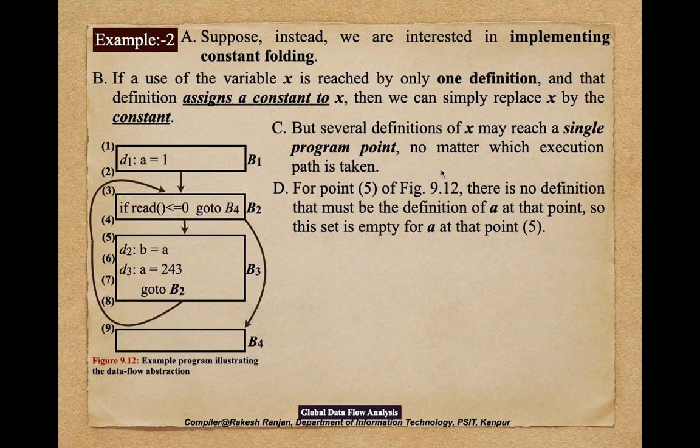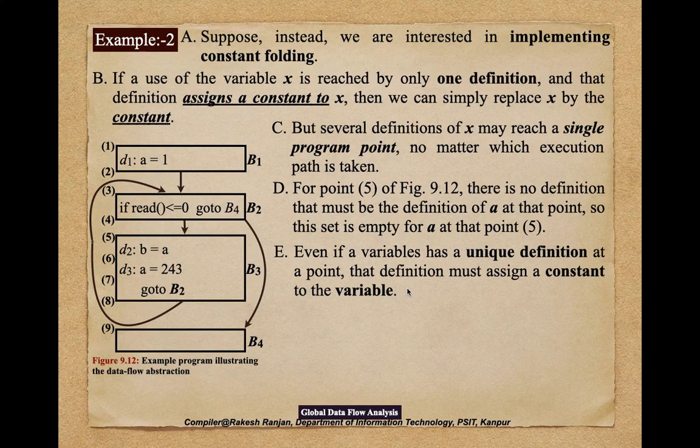So for the point number 5 in this figure, there is no definition that must be the definition of a at that point. So the set is empty for a at point number 5. यहाँ पर a की वैल्यू क्या होगी, क्योंकि कोई भी यहाँ पर कांस्टेंट नहीं है यहाँ पर. Even if a variable has a unique definition at a point, the definition must assign the constant to the variable.